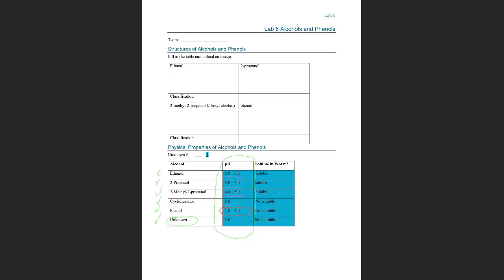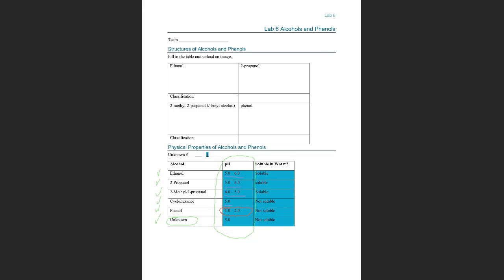So just keep in mind that phenol, even though it's an alcohol, is much more acidic than the other alcohols. If you are trying to find out if you have a phenol or an alcohol, you can test the pH. If the pH is between 1 and 2, you know you don't have an alcohol. So the acidity is one way to differentiate between phenols and alcohols.